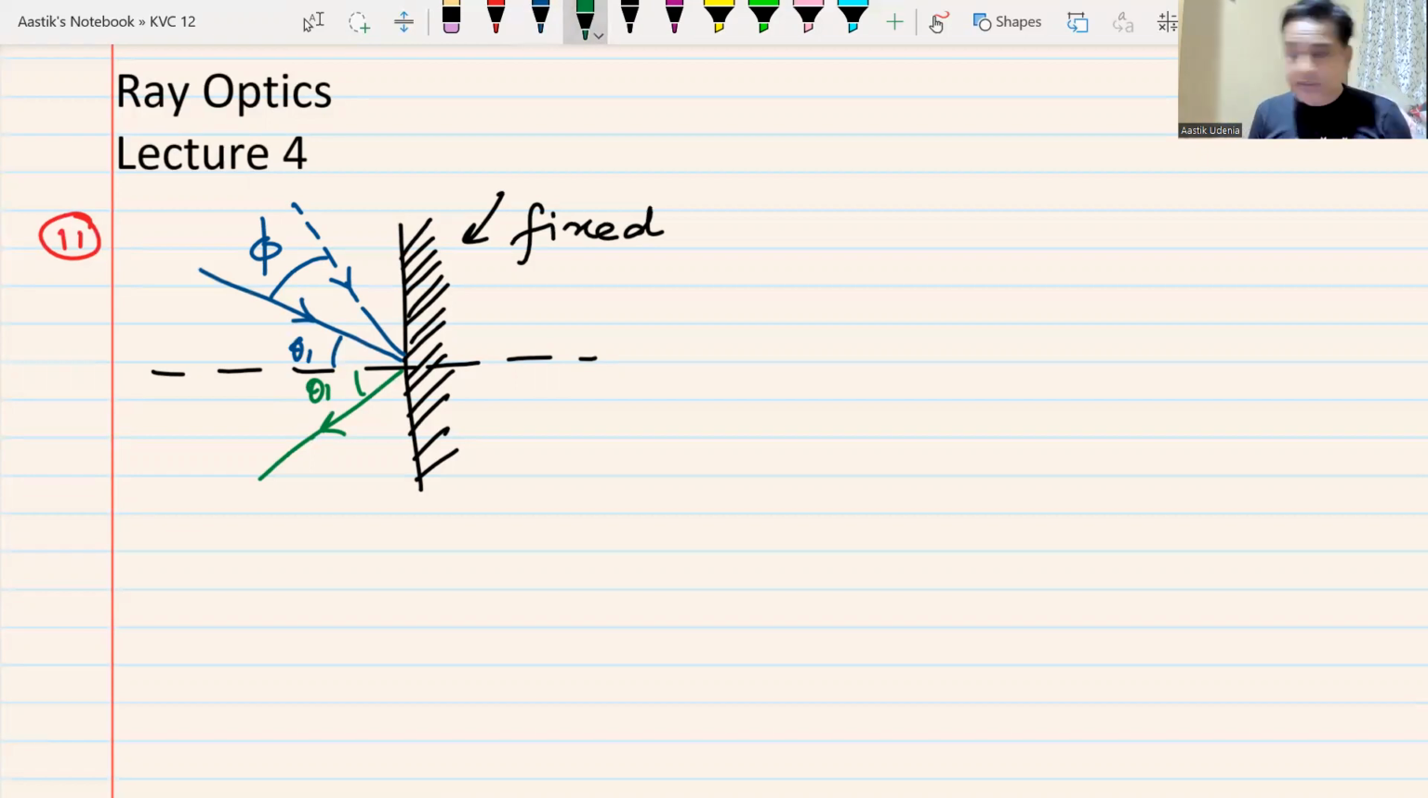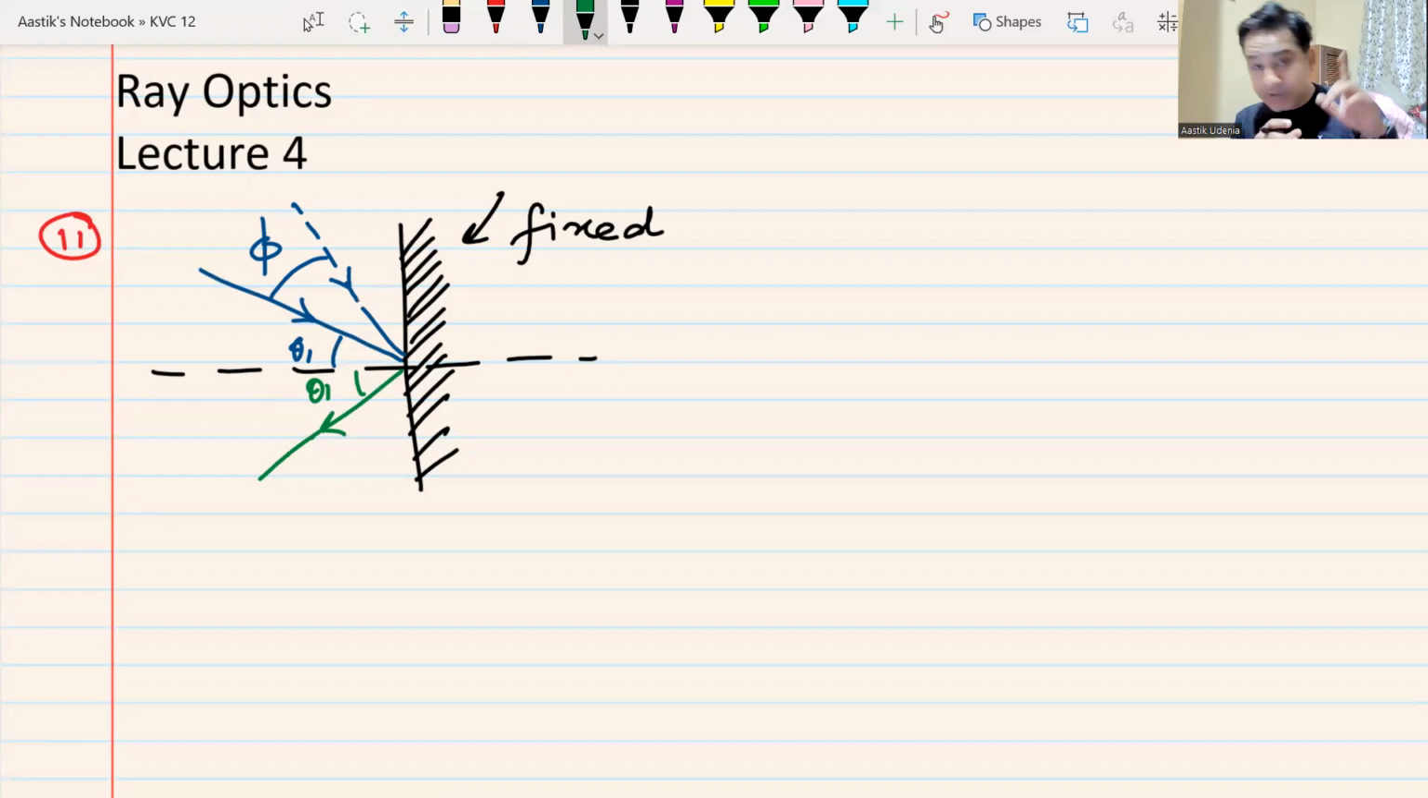It's a simple question that does not have a complicated answer. If you can understand this, probably you will be able to do a so-called difficult question in JEE. What happens if I turn this incident ray by an angle of phi? Anyone? What happens to the reflected ray?